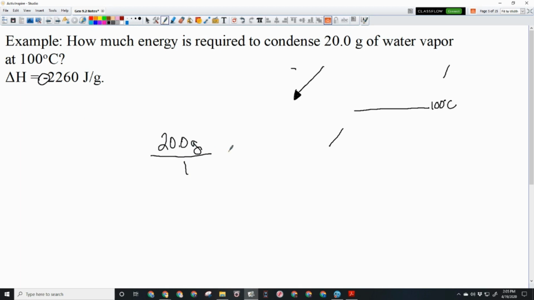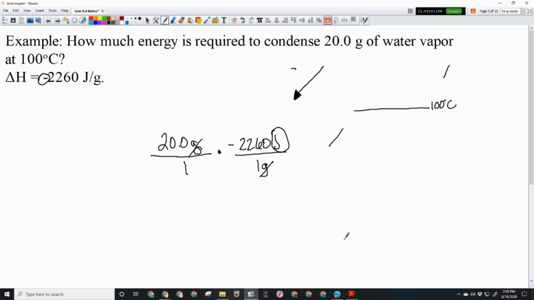Okay, so 20 grams times negative 2260 joules per 1 gram. So for every gram of water, it takes this amount of joules. So we're multiplying those. Here you see that grams cancels grams, and it's just going to leave joules. So this is the amount of energy.